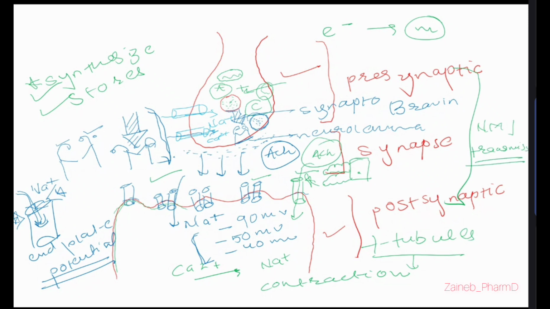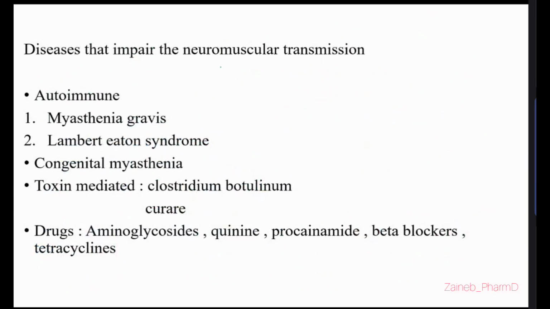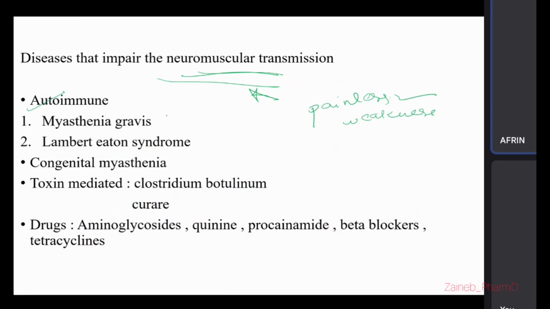Now the diseases that impair the neuromuscular transmission. One of the hallmark findings or clinical features of the diseases that impair the neuromuscular transmission is that it produces a weakness of the muscle, but which is painless. It is painless weakness. The patient complains of the weakness, but it is painless. So, which diseases cause the impairment of the neuromuscular transmission? First is the autoimmune. In the autoimmune, we have myasthenia gravis.